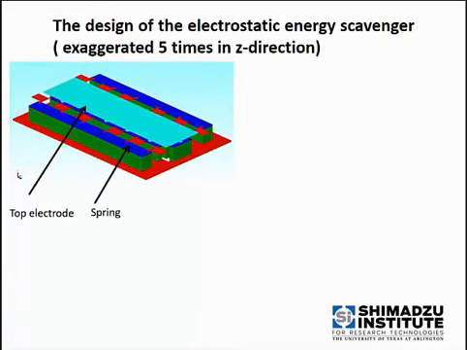My device was built using the CoventorWare software, and the solid model shows this is an SOI based system. There's a handle layer, an oxide layer, and a device layer, and this is the top electrode, and the proof mass is suspended by 12 springs. Gap closing capacitance forms between the top of the proof mass and the top electrode.